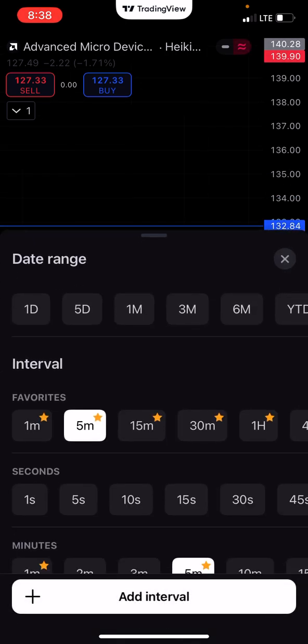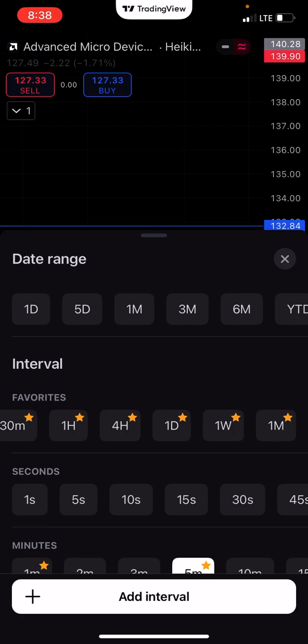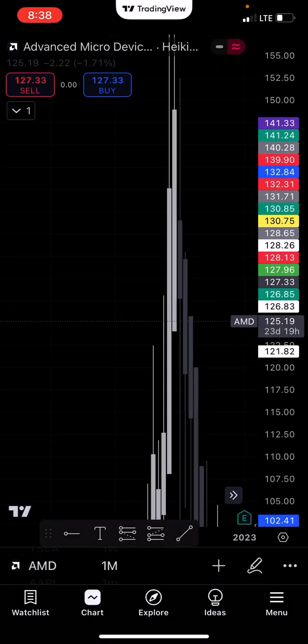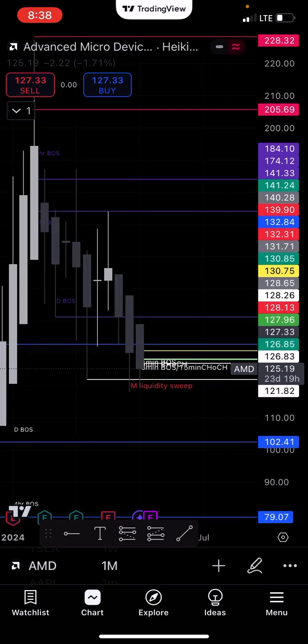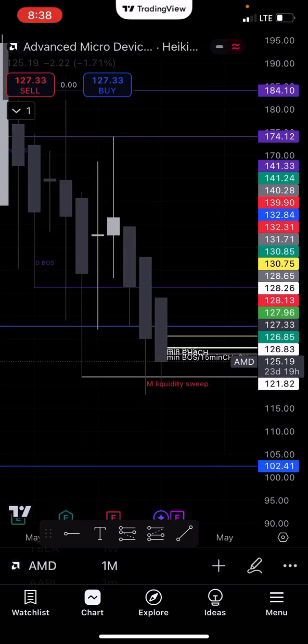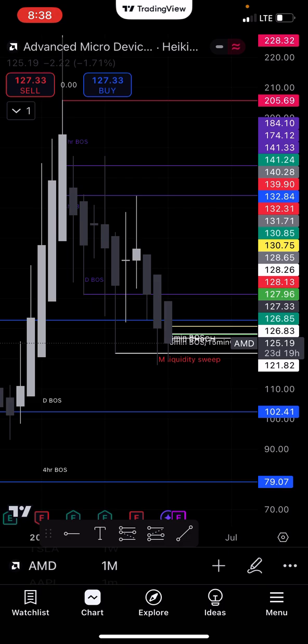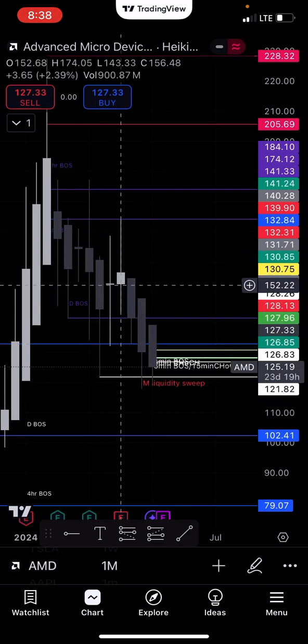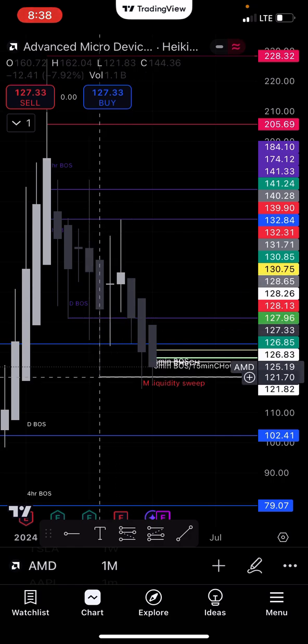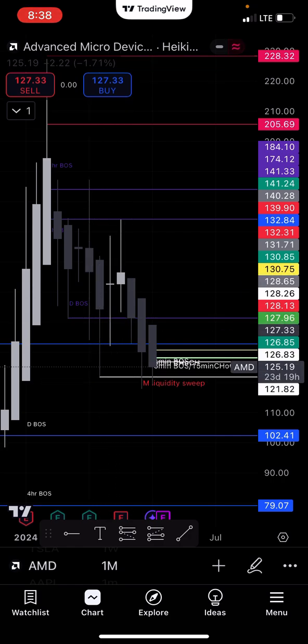So to find my bias, I just went to the monthly time frame, and I noticed that we were in a downtrend on the monthly time frame. After we swept these lows right here, we created a little uptrend right here. So I marked these lows out, and this would be a good draw of liquidity.